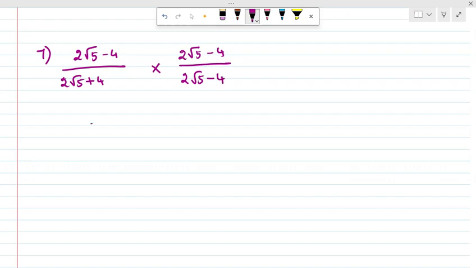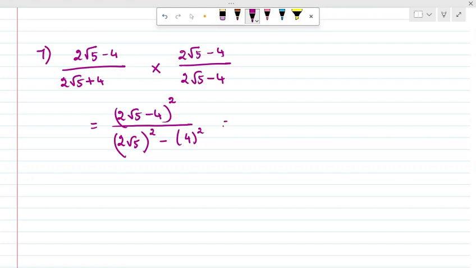So now up it will be, both are same. That means 2 root 5 minus 4 the whole square. A minus b the whole square formula. And down it will be looking like a plus b into a minus b. Again it is a square minus b square. Here a is 2 root 5. So a square is 2 root 5 the whole square minus 4 square.